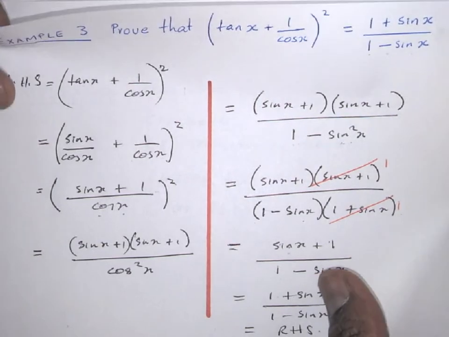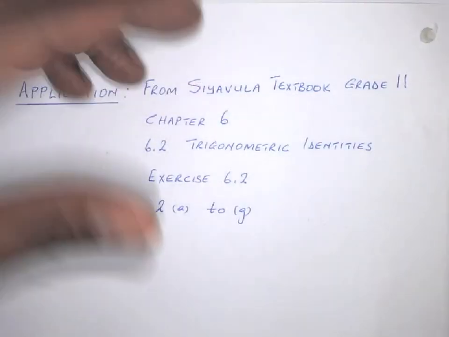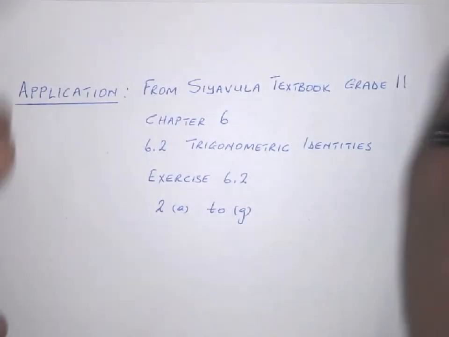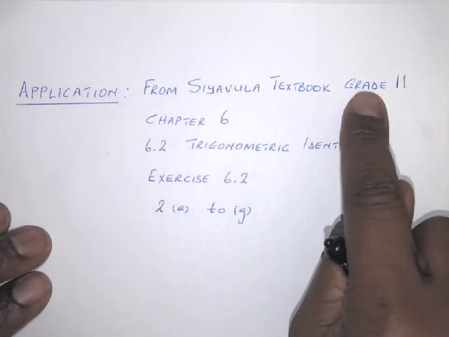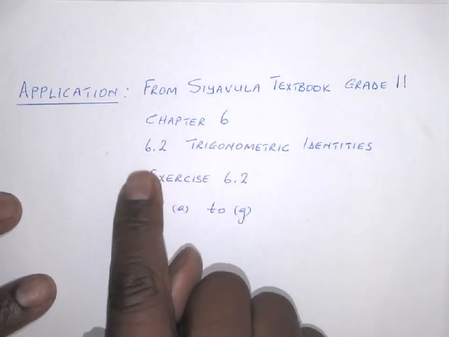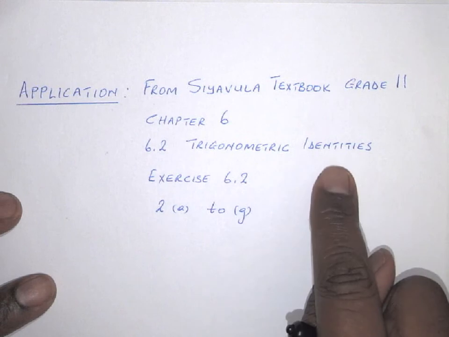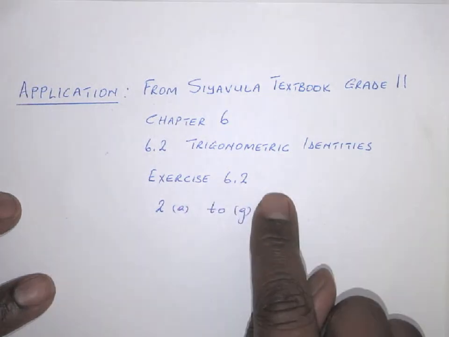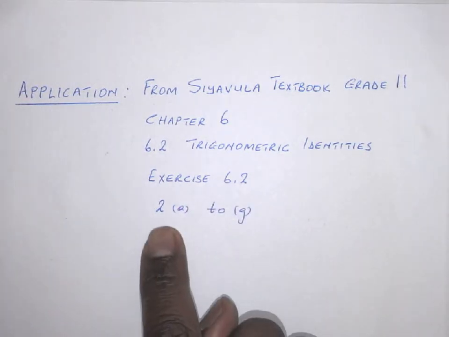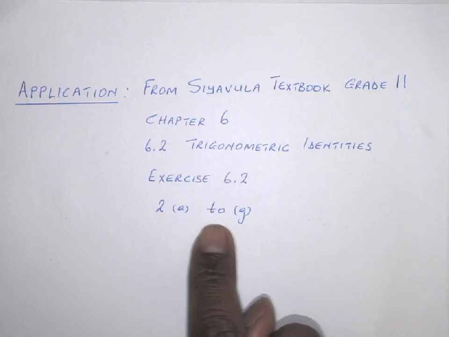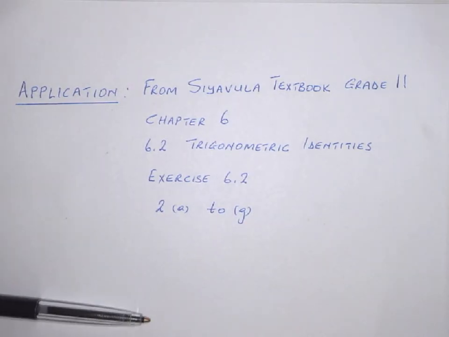Now, ladies and gentlemen, you've got yours to try on your own from your textbook, the Siyavula textbook, grade 11, chapter 6, 6.2 Trigonometric Identities, exercise 6.2. You just do number 2, A up to G. It's very easy. Good luck, ladies and gentlemen.